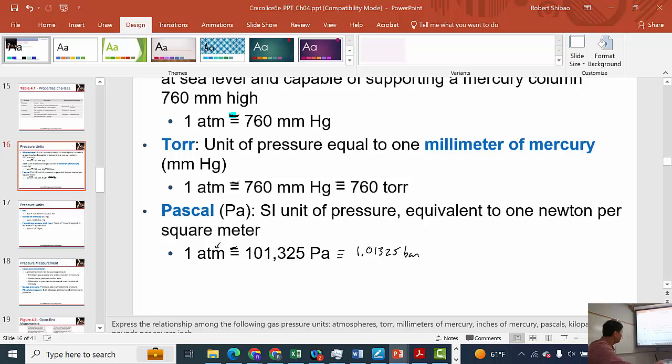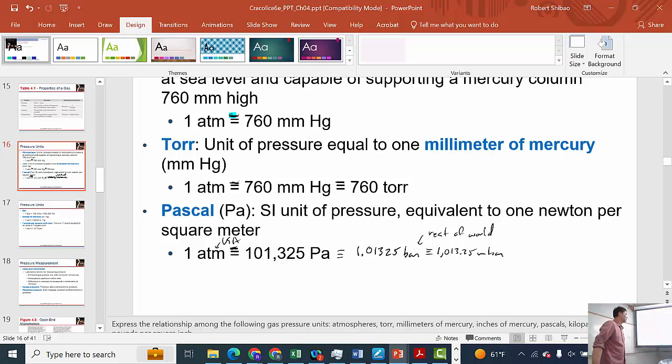And so in the USA, we like to use atmospheres. In the rest of the world, they like to use bar or millibar. Sometimes on the weather report, you'll hear how many millibar the pressure is. And so how many millibars is this? This would be 1,013.25 millibar. So normal pressure is 1 atmosphere, or 101,325 pascals, or 1.01325 bar, or 1,013.25 millibar. That's normal atmospheric pressure.